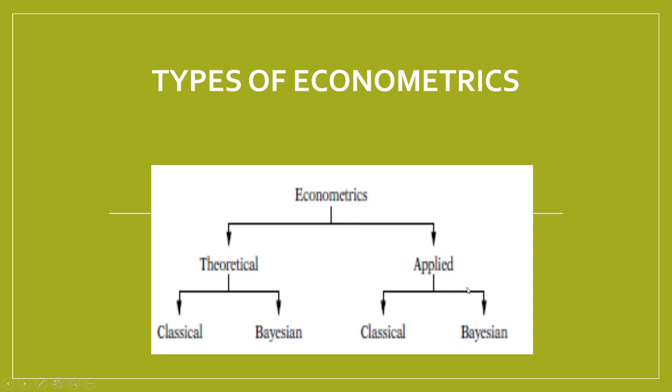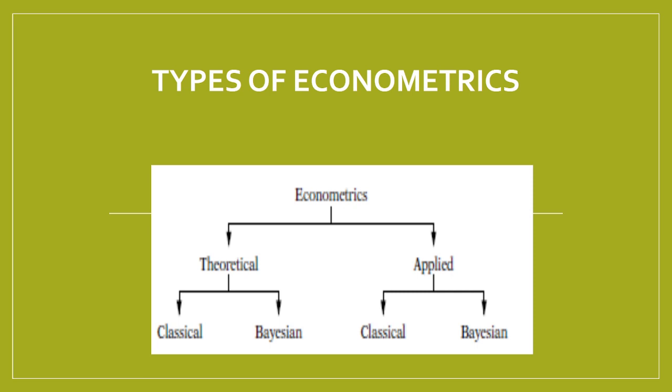Today we will discuss the types of econometrics. Usually, econometrics can be divided into two categories. They are theoretical econometrics and applied econometrics. These are the two types of econometrics we usually use. One is theoretical, the other one is applied.